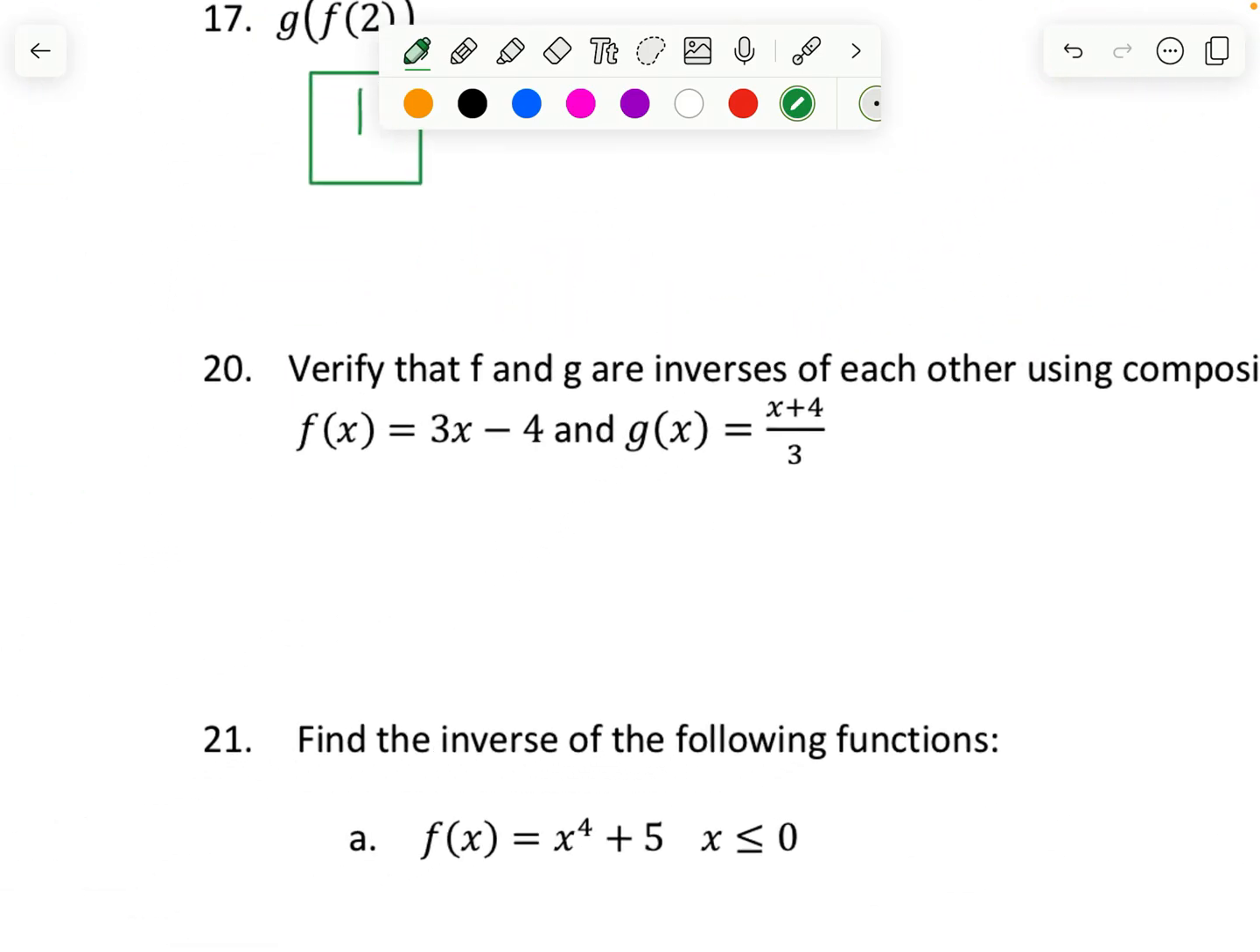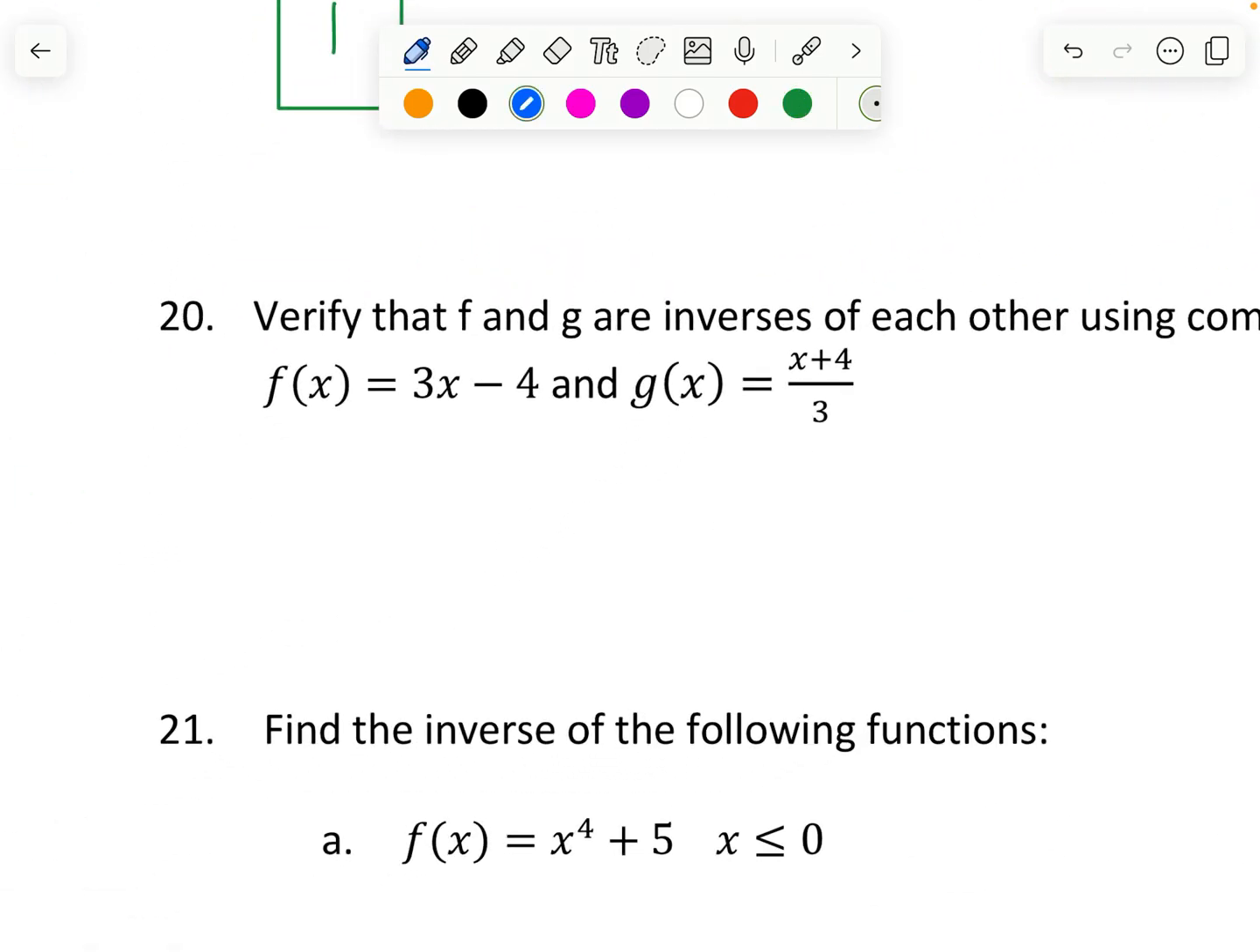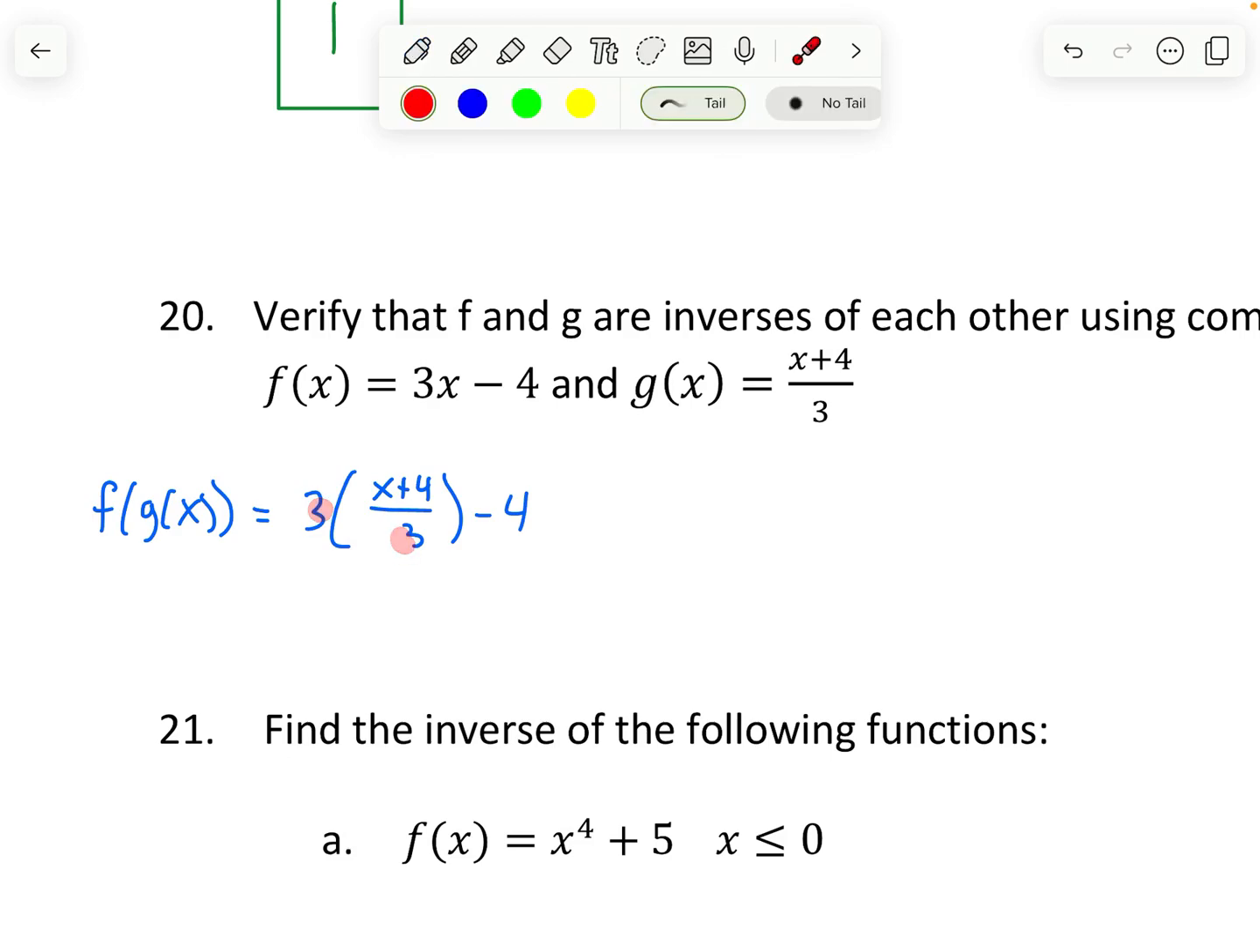Okay, verifying things are inverses, we need to show f of g of x and g of f of x. So f of g of x, taking g, plugging it in right here. So you get 3 times x plus 4 over 3 minus 4. So you're multiplying by 3 and dividing by 3, so those just cancel, leaving you with x plus 4 minus 4, which does in fact equal x.